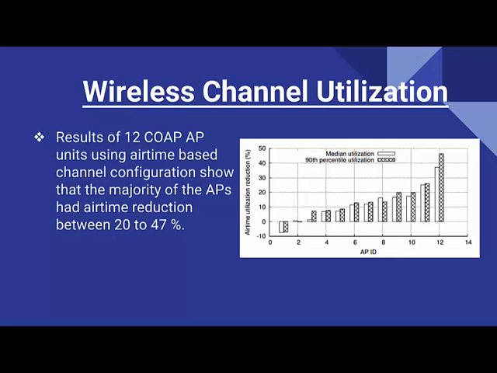The graph displayed shows the results of this experiment. The dynamic airtime scheme performed better for 10 out of 12 APs, and 4 out of 12 experienced between 20 and 45% reduction in airtime usage.